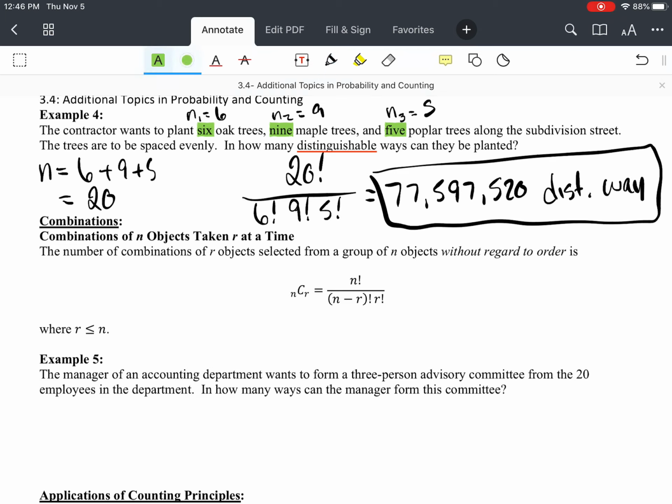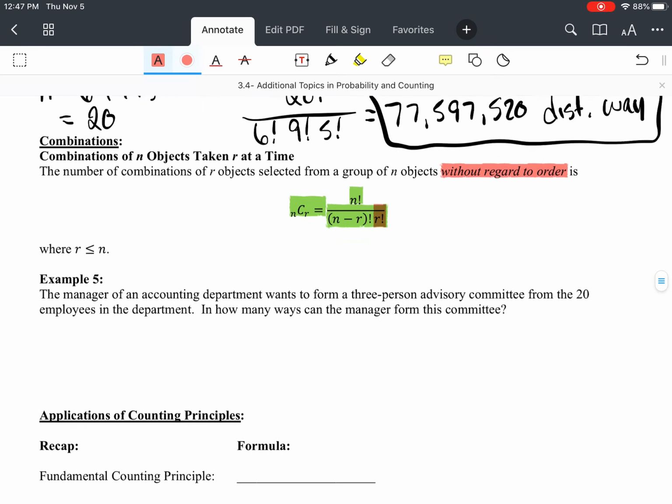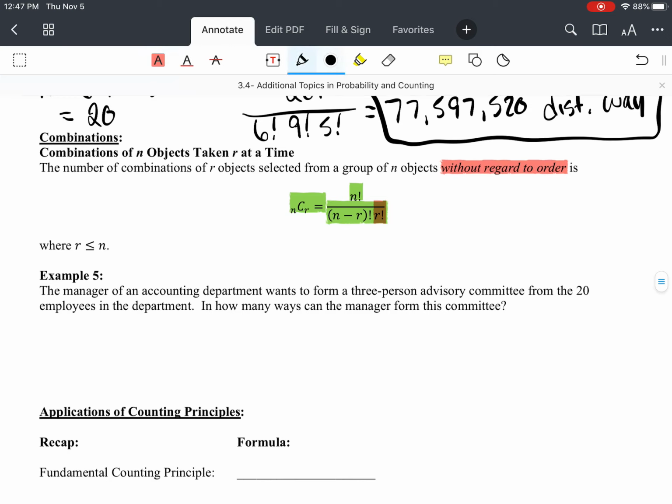Now we're going to move on to combinations. You'll notice that the equation down here looks very similar to the equation of the permutation. The only difference is the r factorial at the end. Combinations is the number of objects selected from a group of n objects without regard to order. This is where we don't care about order, and that's why we're dividing by the r factorial, so that we can take the order out of our permutations.